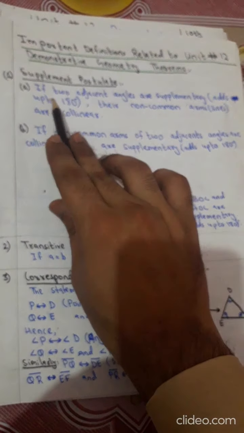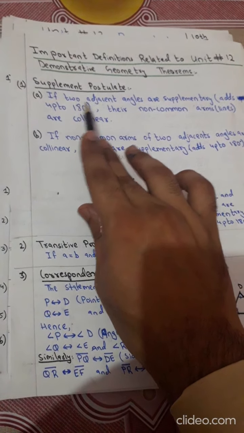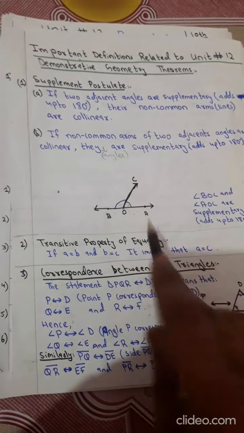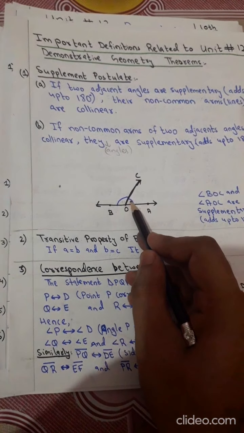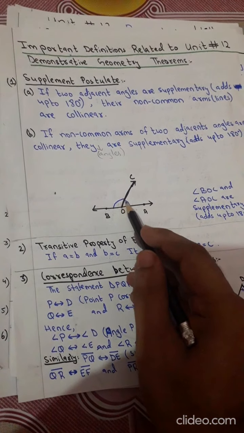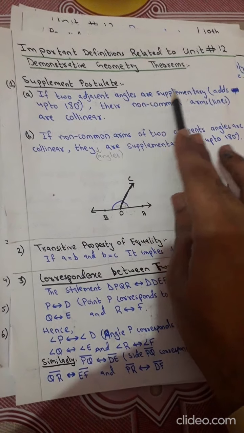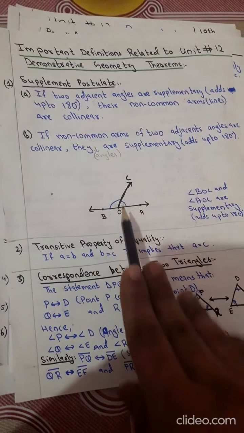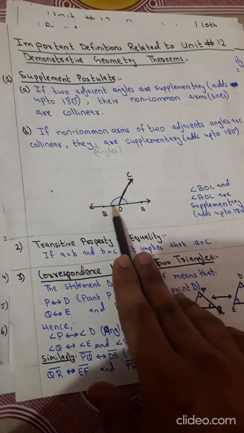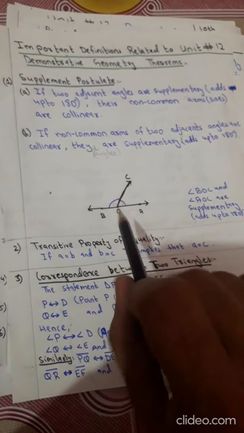The first definition is the supplement postulate. It is stated that if two adjacent angles are supplementary, in this figure COA and COB are two adjacent angles, meaning they add up to 180 degrees, then their non-common arms are collinear.